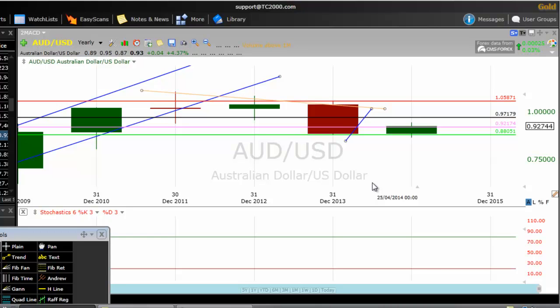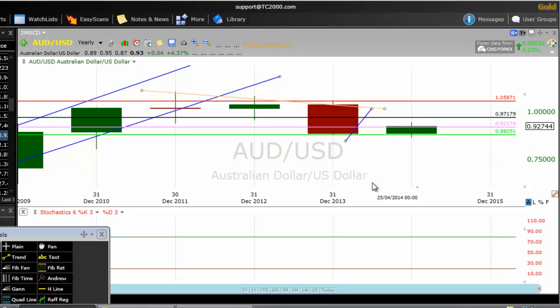For the Australian dollar US dollar currency pair, something interesting is happening. The short-term equilibrium price level is equal to the long-term equilibrium price level. The long-term equilibrium price level will remain in place for a long period of time, while the short-term equilibrium price level may change after 2 weeks. But as I'm speaking to you today, the short-term equilibrium price level is exactly equal to the long-term equilibrium price level. So the level we are talking about is 9217.